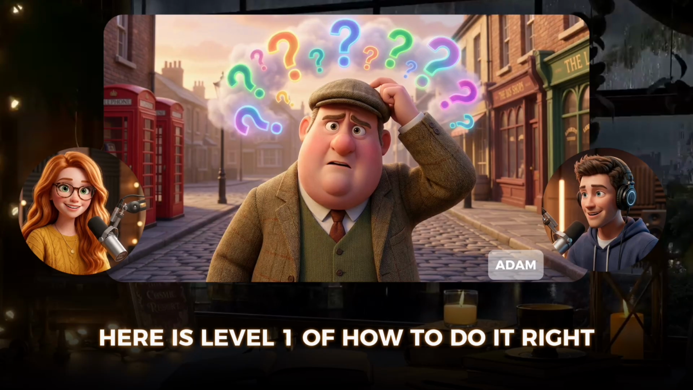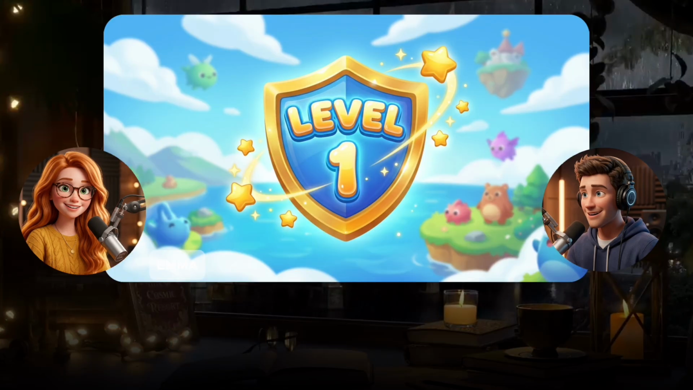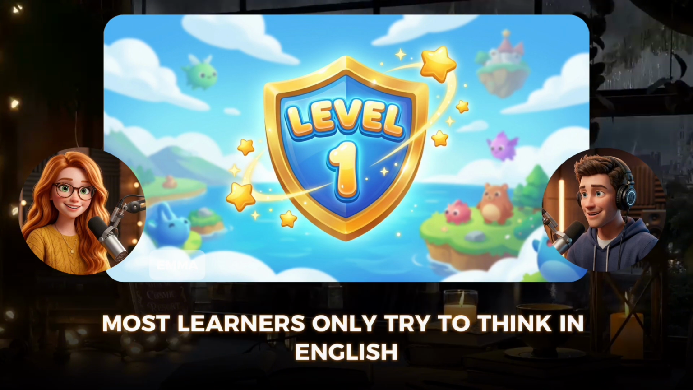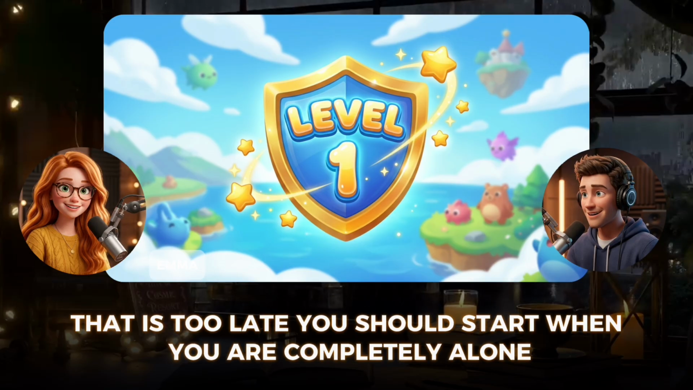Here is level 1 of how to do it. Level 1 is the foundation. It is called naming single objects. Most learners only try to think in English when they are speaking to someone. That is too late. You should start when you are completely alone.